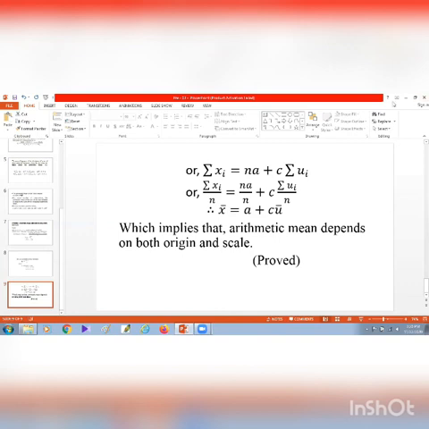So dear students, today's topic is the important properties of arithmetic mean, and I have discussed some important properties and proved the most important property of the arithmetic mean. So no more today. Learn these properties, and I'll discuss the rest of the properties in my next class.